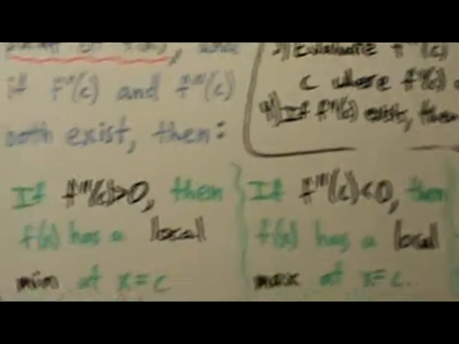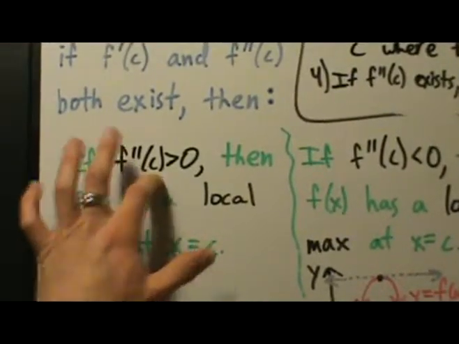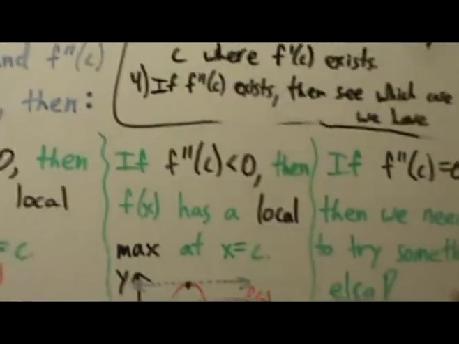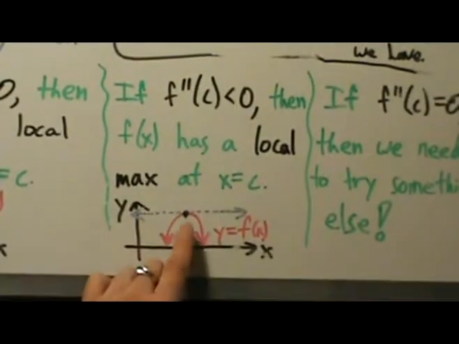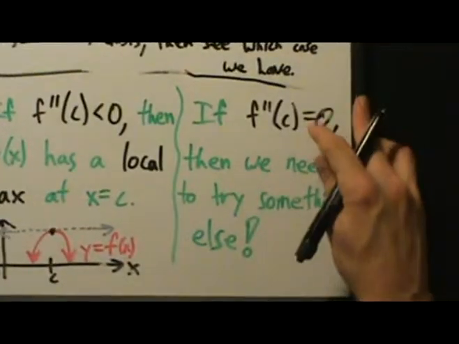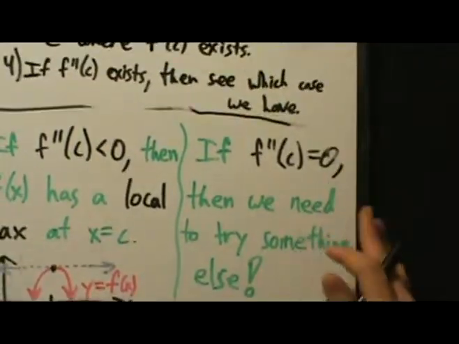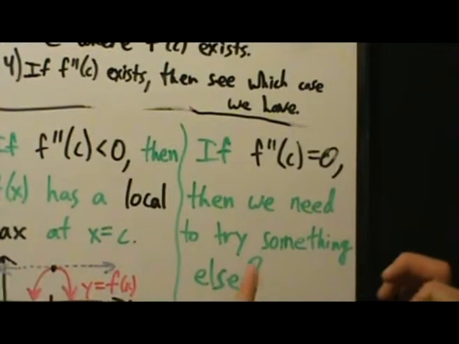Okay, and what that means is, is the second derivative positive? If it is, then we have a local min. Is the second derivative negative? If it is, then we have a local max. Is the second derivative 0? Hopefully not, but if it is, then we have to do something else, which usually means the first derivative test.